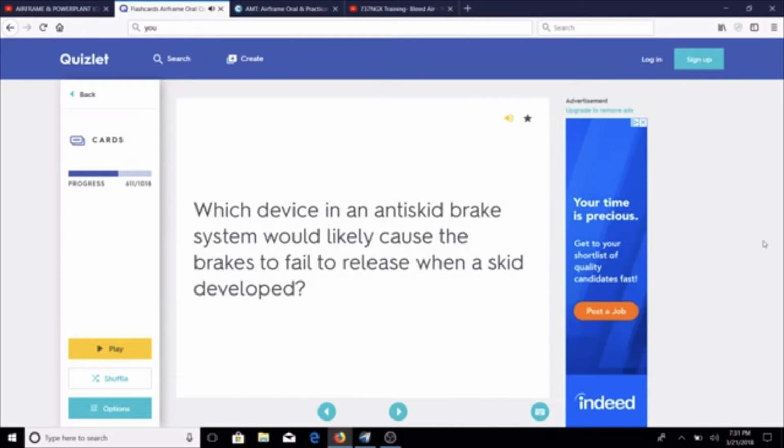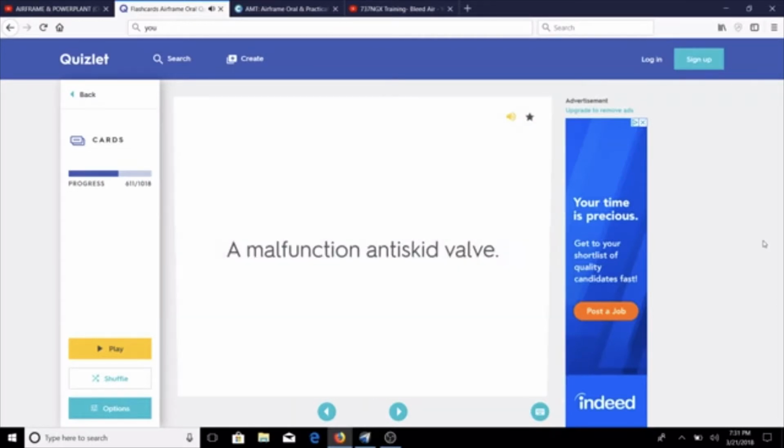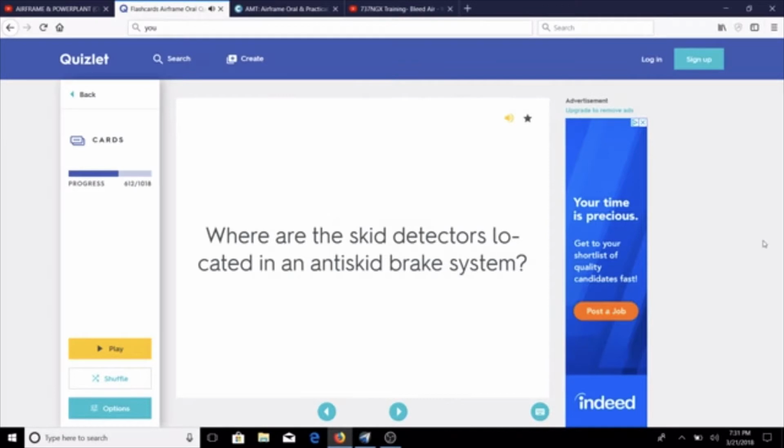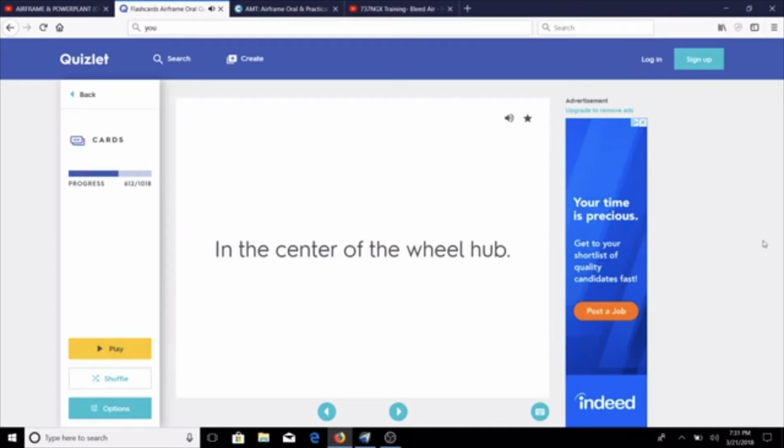Which device in an anti-skid brake system would likely cause the brakes to fail to release when a skid developed? A malfunctioning anti-skid valve. Where are the skid detectors located in an anti-skid brake system? In the center of the wheel hub.